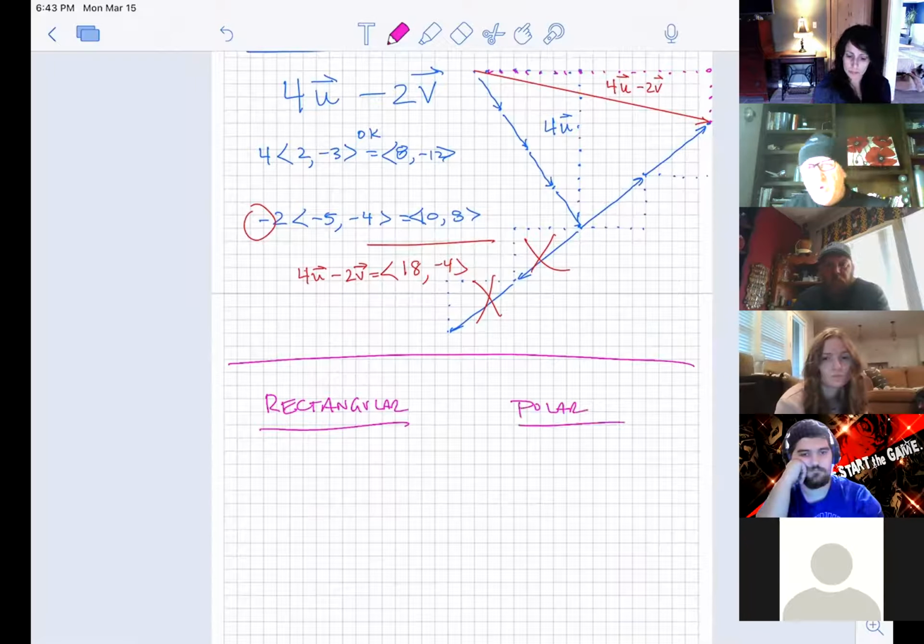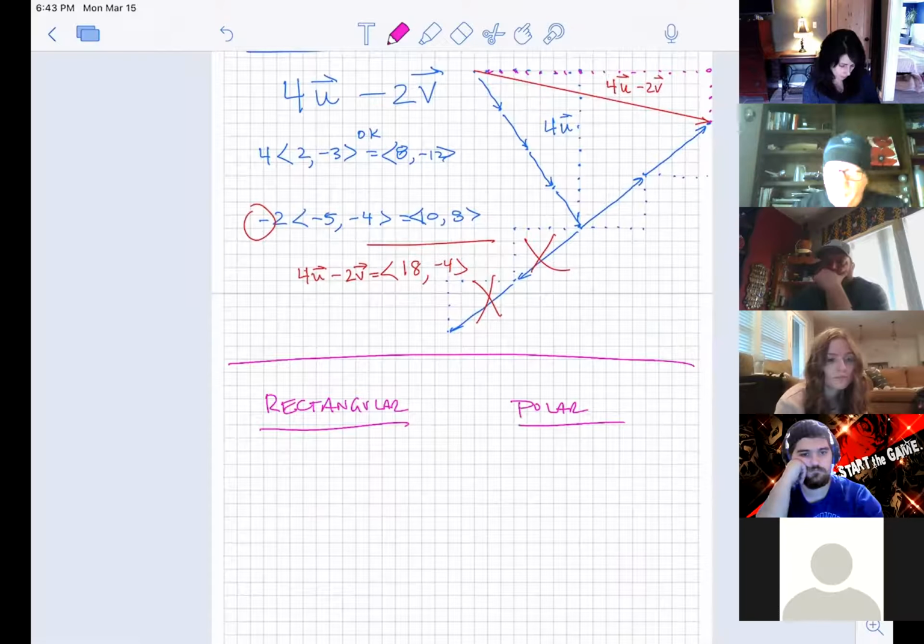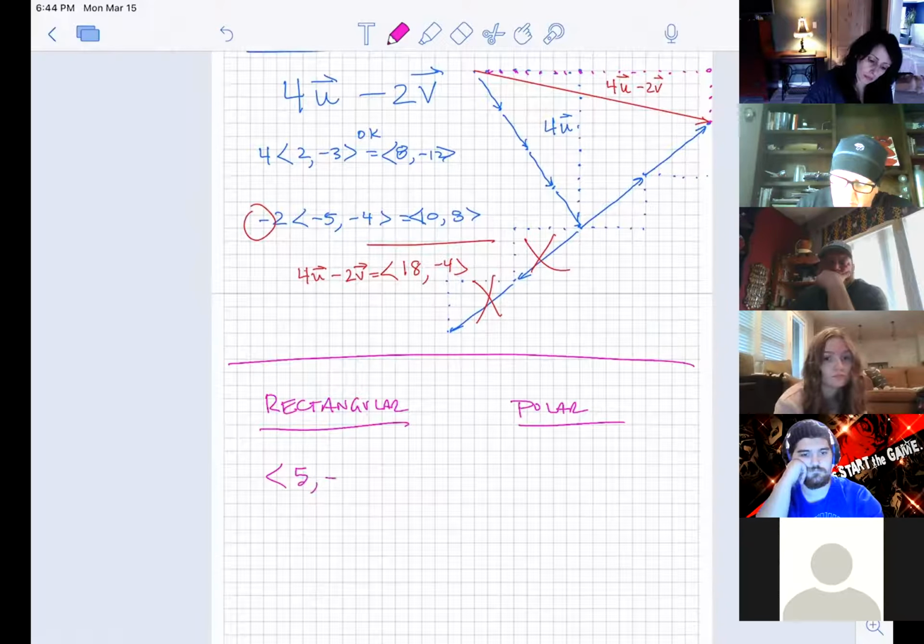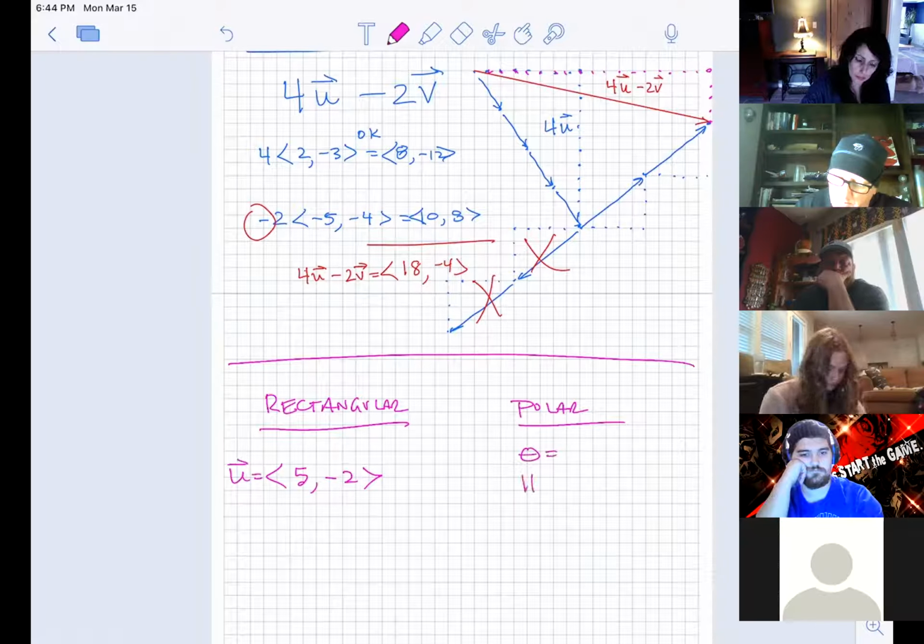There's really two ways to list things, rectangular and polar. So if I gave you a vector, let's make this easy on you, let's say this is 5, negative 2. Can you convert this to polar? I'll say this is vector u. That really just means, what angle is that and what is its actual length?